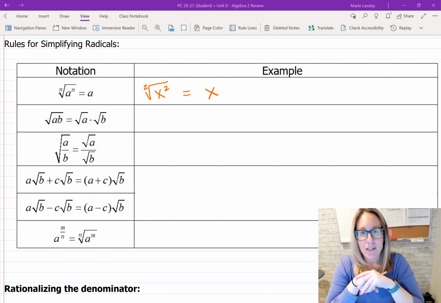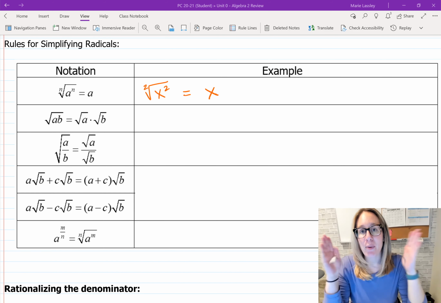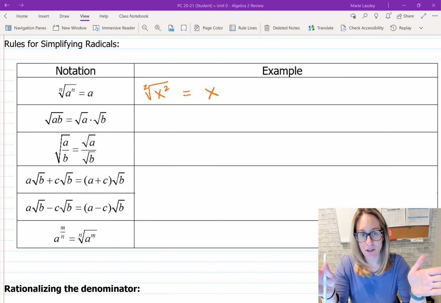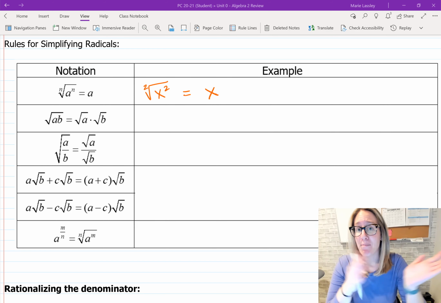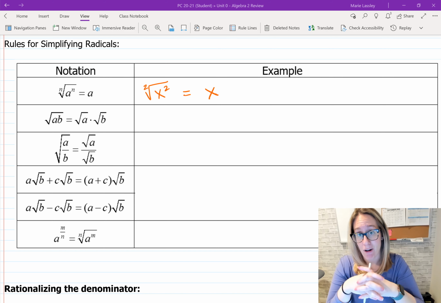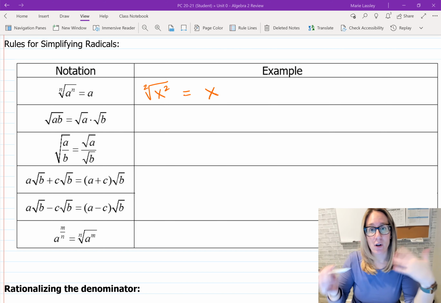All right, the second one is our multiplication rule. Now this works forwards and backwards. If you have two numbers that are being multiplied together underneath a radical, you can separate them into two separate radicals. You can also do that in reverse. If you have two radicals being multiplied together, you can combine them to make one giant radical. And this is going to come in handy when we're doing a lot of simplifying. So let's take a number example. Let's, for instance, say we have the square root of 27.